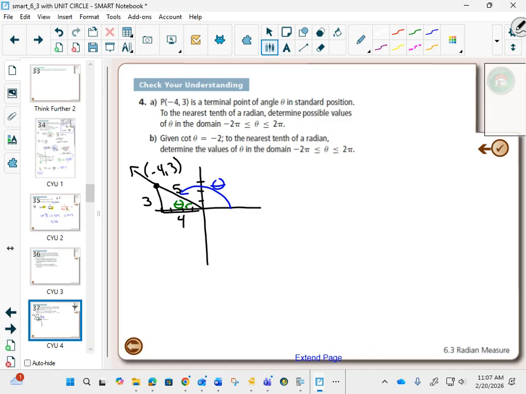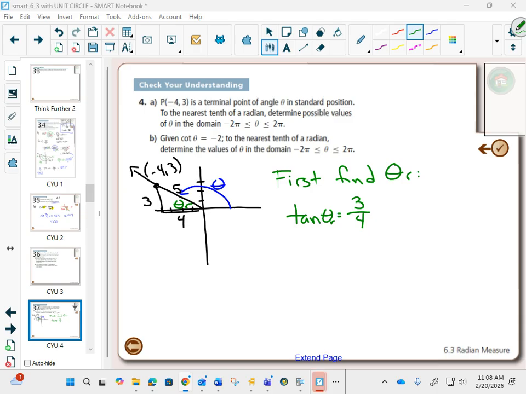We need to find the possible values of theta in the domain from -2 pi to 2 pi. So first, we're going to find the reference angle. In trigonometry, finding the reference angle is super important. It'll be the thing that we always try to do first. And based on this triangle, I could do sine, cos, or tan. I would probably choose tan. Tan of my reference angle is 3/4.